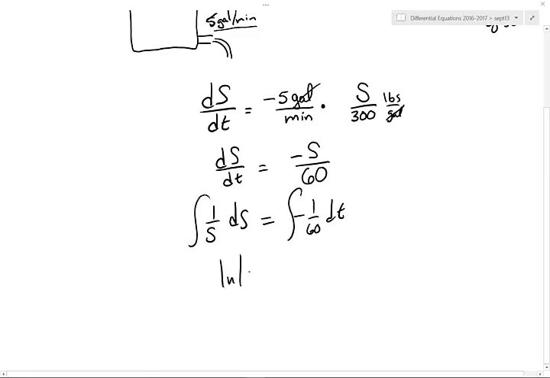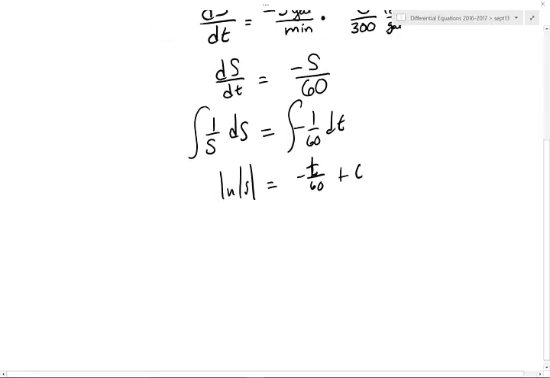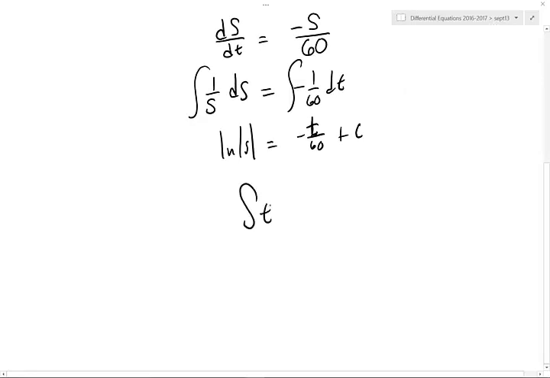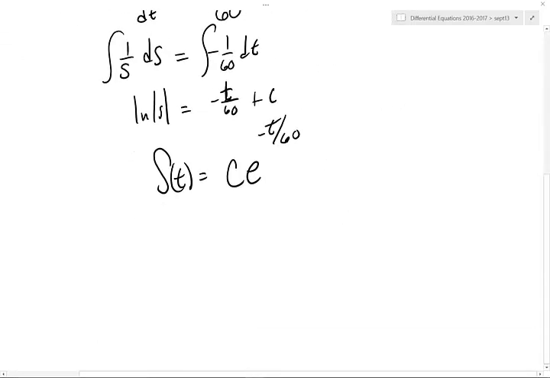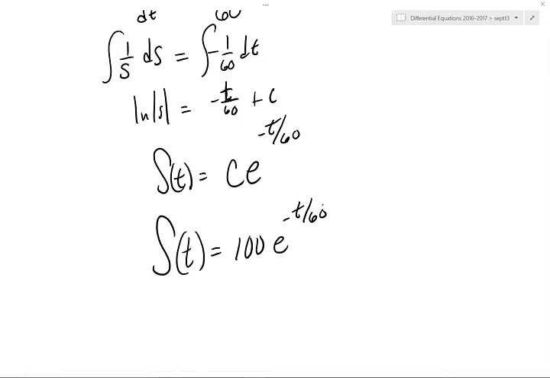So ln of S is equal to negative t over 60 plus c. So S of t, of course, is c e to the minus t over 60. And once again, since I gave you that the initial amount was 100, and since this is a separable differential or an exponential equation, that is going to be 100 right there. So then the question would be, okay, well, when is it less than... So a question I could ask you is, how much is there after 10 minutes?